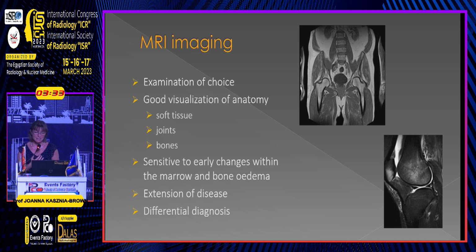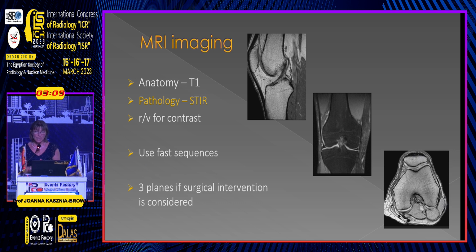So MRI is really the examination of choice when looking at the bone structure, because we have a very good visualization of the anatomy, both soft tissue, joints and the bones. And also MRI is the most sensitive imaging technique looking at the early changes within the bone marrow, especially bone marrow edema. We can look at the extension of the disease and also at the differential diagnosis. So when we do the MRI in the infective conditions of the MSK system, always one sequence to represent anatomy, T1, pathology with the STIR, and review for contrast for this patient if surgical intervention is planned.